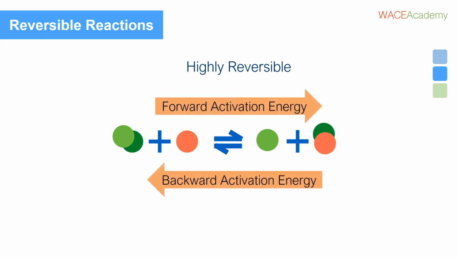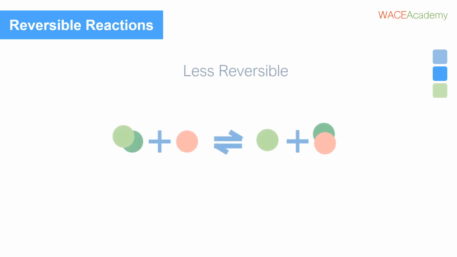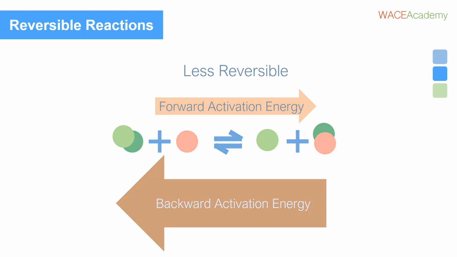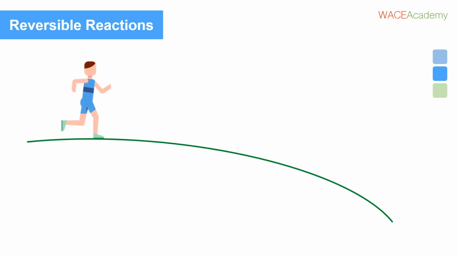In really reversible reactions, the forward and backward activation energies are similar. That means that if the system is receiving enough energy for the reaction to go forward, it can easily go backward too. However, in some reactions, the activation energy for one direction is much higher than the other. That means it will be much harder, but not impossible, for the reaction to go in that other direction.